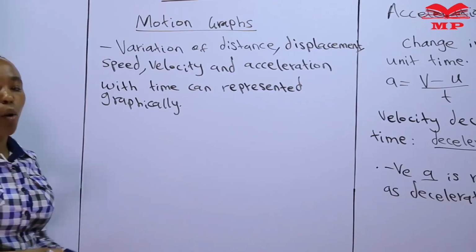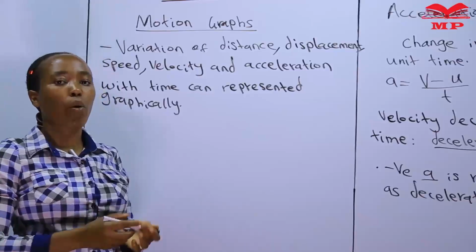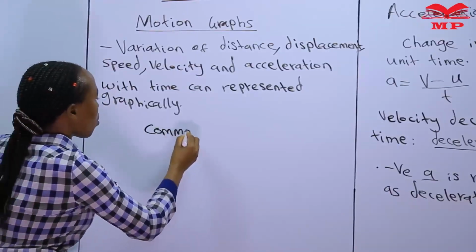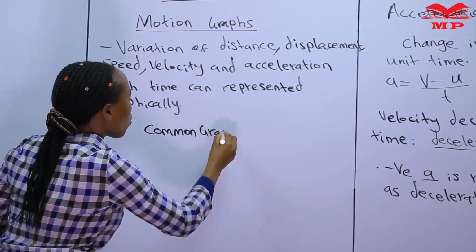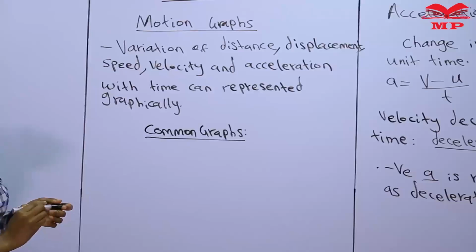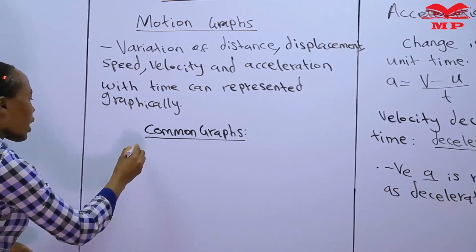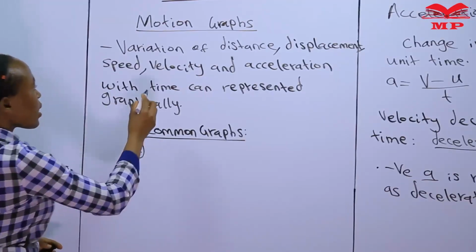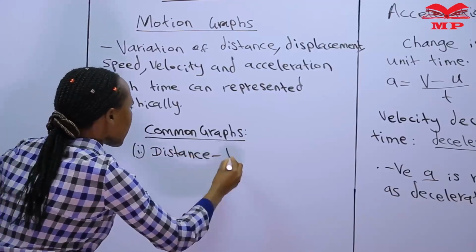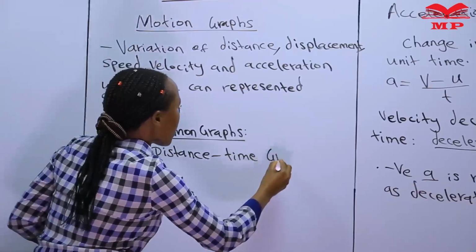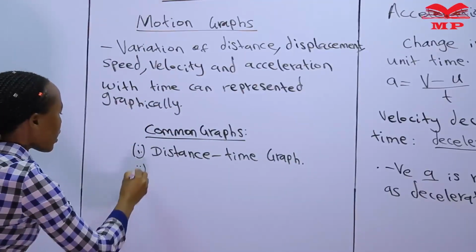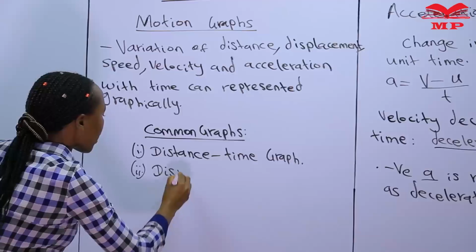So we have some common types of graphs that we are going to look at. Some common graphs that we need to look at, showing the variation of these quantities with time. One graph that we are going to look at is the distance time graph. Then we'll also look at the displacement time graph.